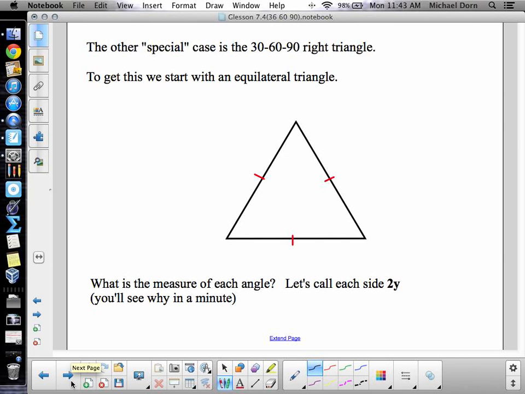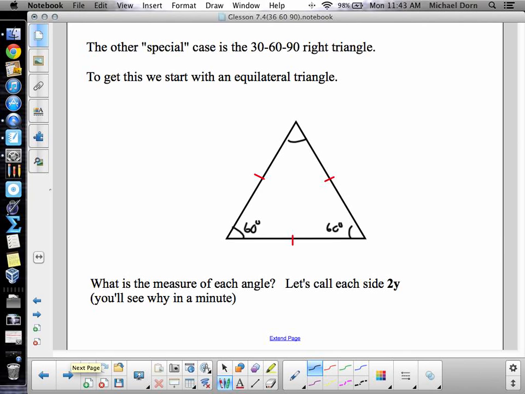It comes from the equilateral triangle. Now, in an equilateral triangle, we know all the sides are the same. What measure are each of the angles? No, there are no right angles. We know these 3 angles are all congruent. What's their measure? 60. 60 degrees, yes.